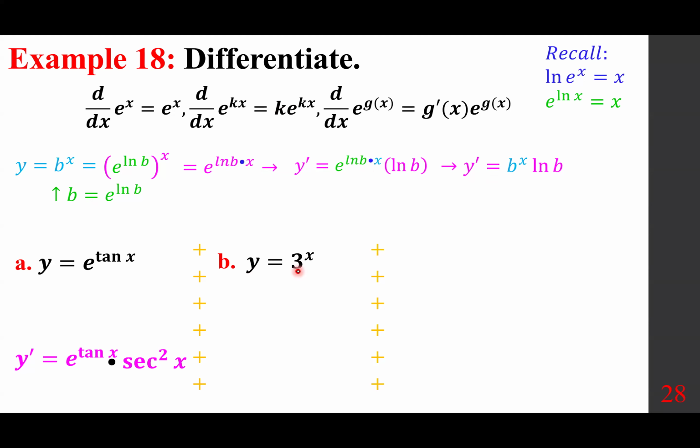Meaning, if you have a different base, the answer is itself, and then times ln b, times ln 3. In other words, 3 to the power of x times ln 3, and you just rewrite it. You want to keep 3 to the power of x in front, because if you put it in the back, one may read it as ln of 3 to the power of x. You don't want that mistake.